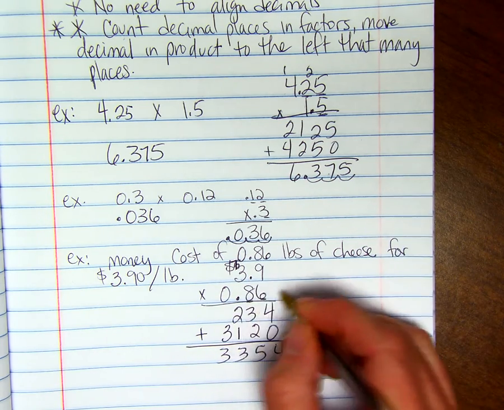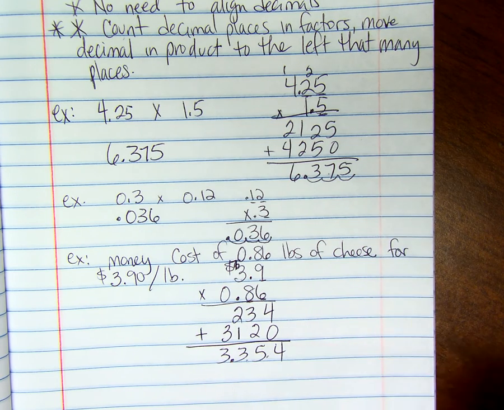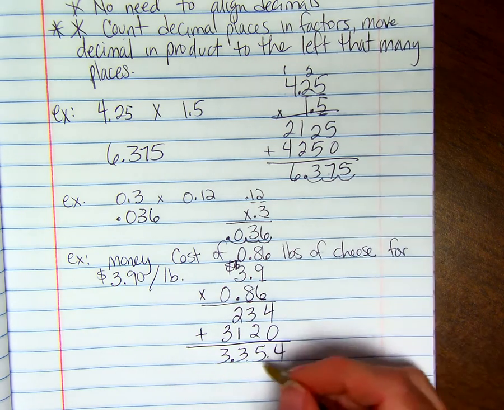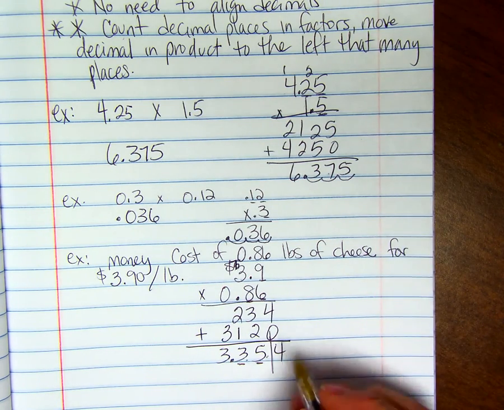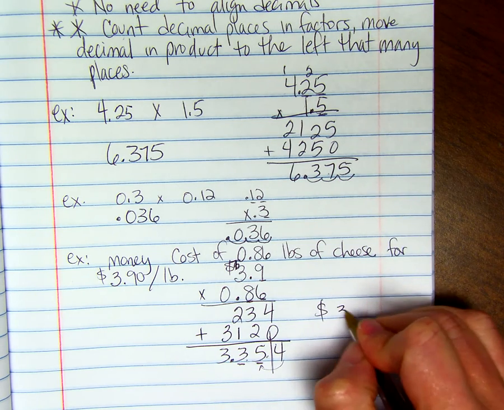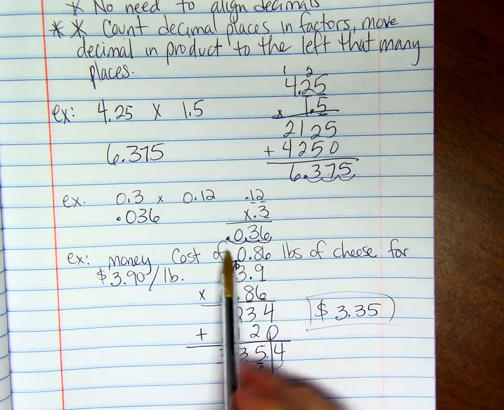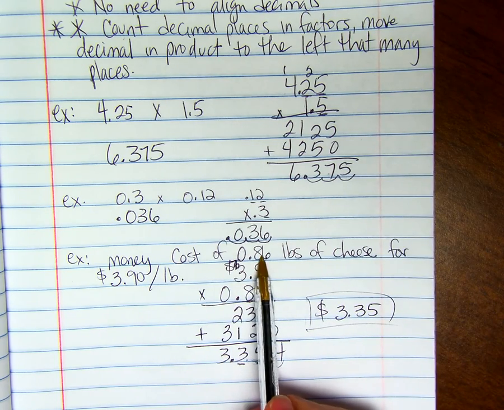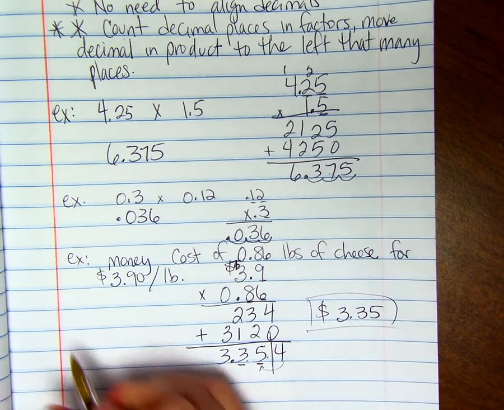And if you count up the decimal places, we have 3. So we're going to go over 3 places. Now we're talking about money, so we can only have 2 decimal places. We have to round. And the 3 says keep the 3 the same. So the answer will be $3.35, which makes sense because it's less than 1 pound. And 1 pound is $3.90, so the price should be less than $3.90.